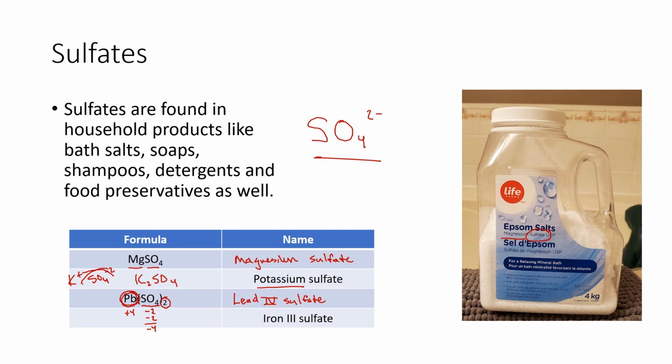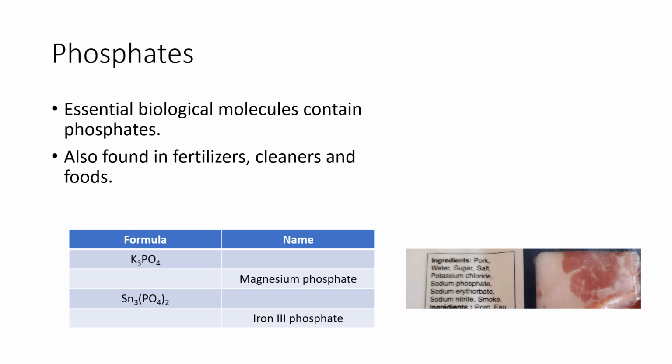And this last one here, we got iron 3 sulfate. I'm going to take a little crisscrossing. I'll put it below here. Iron with the 3+ charge, sulfate with the 2- charge, crisscross, end up with Fe2(SO4)3. Those brackets are important.